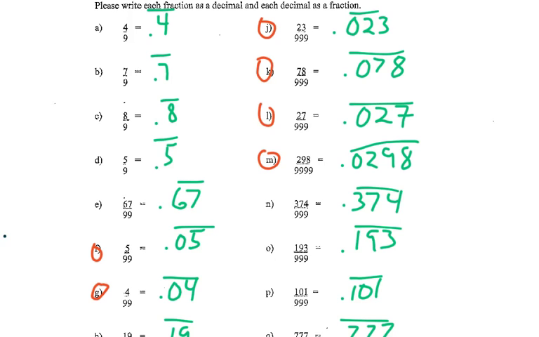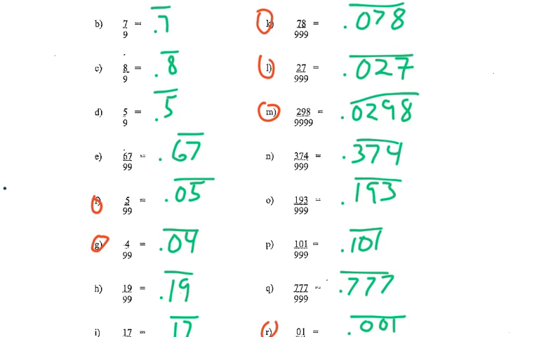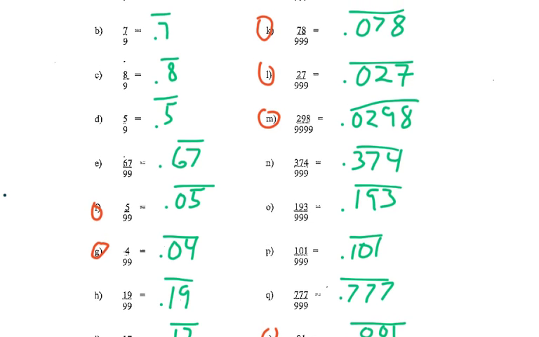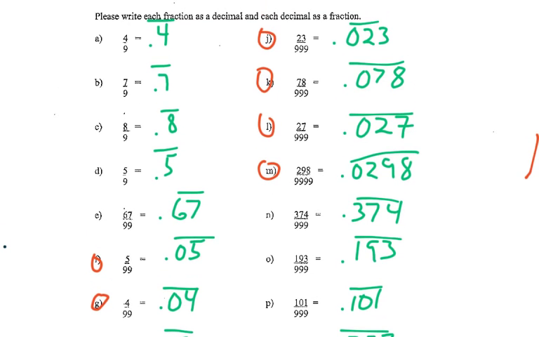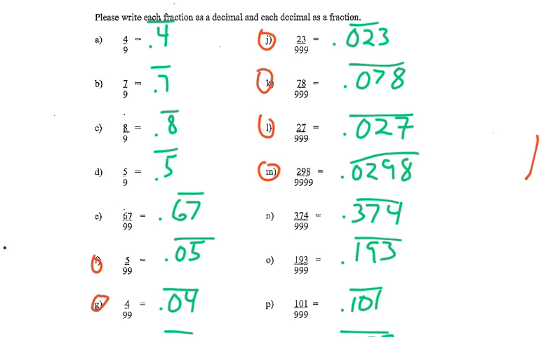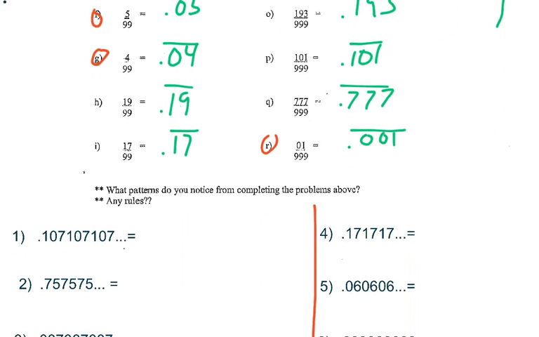I circled in red some of the ones that I thought were a little bit more tricky. For example, letter F and G, that's 0.05. That should be 0.04 because you have 2 numbers in the denominator, so you need 2 numbers that repeat, so you need the 0 placeholder. J, K, L, and M, same thing. M particularly, there's 4 numbers in the denominator, so I need 4 numbers that repeat. So I need a placeholder there in front of the 2, so I have 4 numbers that repeat. So if I were to continue this decimal, it actually goes 0298, 0298, forever. Okay?